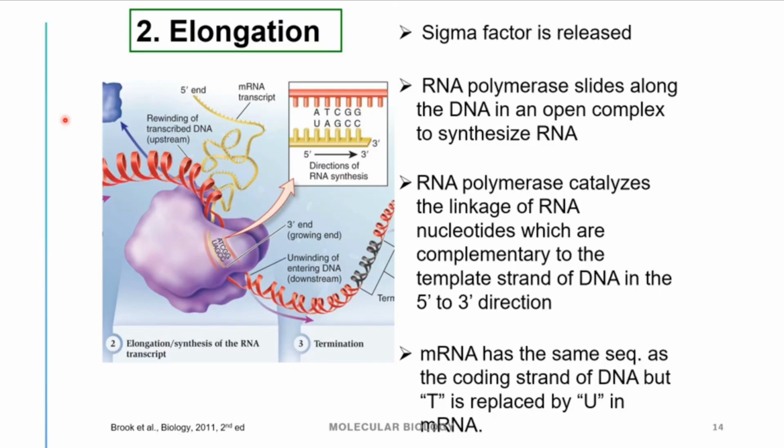The RNA polymerase will catalyze the linkage of RNA nucleotides, which are complementary to the template strand. As you can see in this picture, as the RNA polymerase moves in a 3' to 5' direction along the DNA template, it will incorporate new nucleotides which are complementary to the DNA template in the 5' to 3' direction to synthesize the new RNA strands. The RNA will have the same sequence as the coding strand of DNA, but as we learned in topic 2, there is no T in RNA, right? So all the T's will be replaced with U's instead.